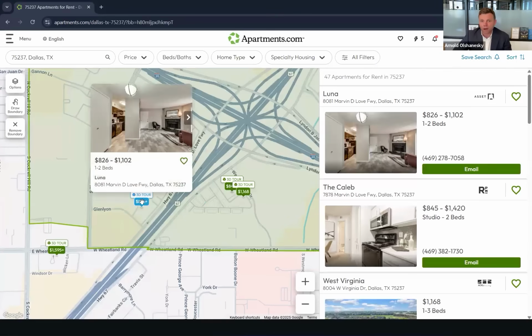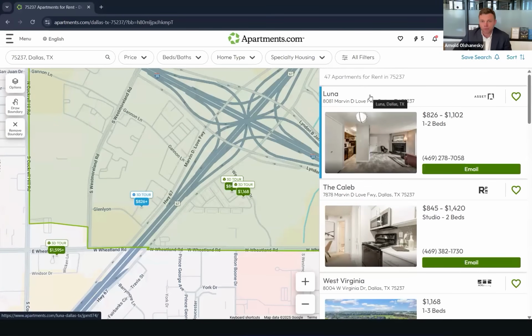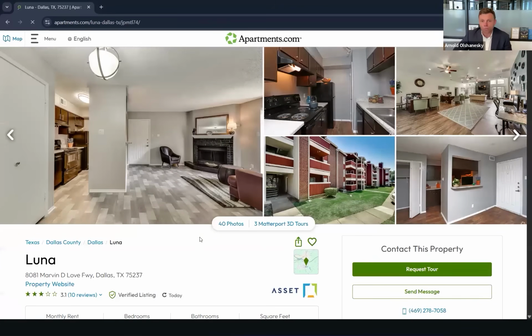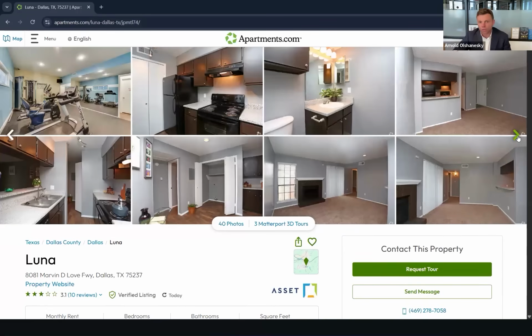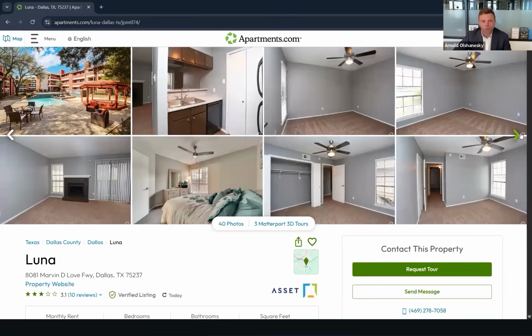So we're going to pull up a comp. It's called the Luna. This was one of the competitors to the property that we are acquiring. As you can see, the first thing I'm doing is just taking a glance. What does this property look like? What do the units look like? What are the finishes? What are the cabinets? And just overall, even the exterior. What does the exterior look like?